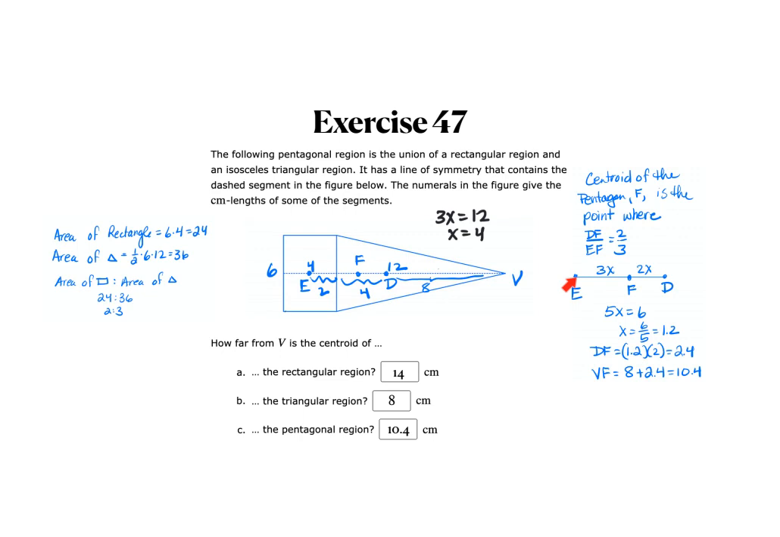So looking at this, I know that from F to D, I want to be 2 times x. And from E to F, I want to be 3 times x. So I add these up, 5x, and I know the distance between here and here is 6. And I let that be equal to 6. I divide both sides by 5, and I find that x is 1.2. So now I know that DF is 1.2 times 2, or 2.4, and I know that VF is now 8 plus the 2.4. So 10.4 would be my answer.